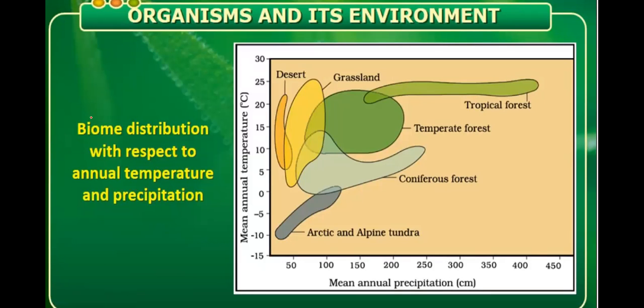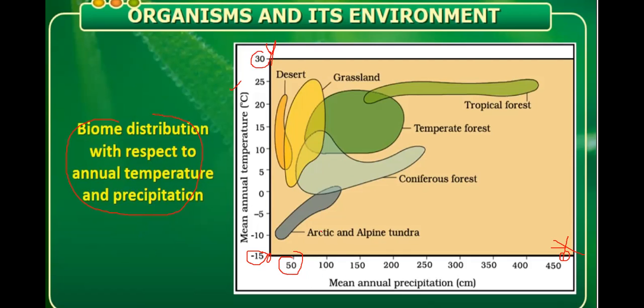Now there is a biome distribution with respect to annual temperature and precipitation. So here two axes are taken, one is x and the other is y axis. On the graph, mean annual precipitation in centimeter is plotted on the x-axis. On the y-axis, mean annual temperature in degrees Celsius is taken. So here, the range of mean annual precipitation is from 0 to 450 centimeter, and temperature minus 15 to 30 degrees.